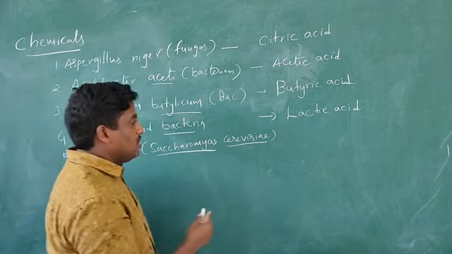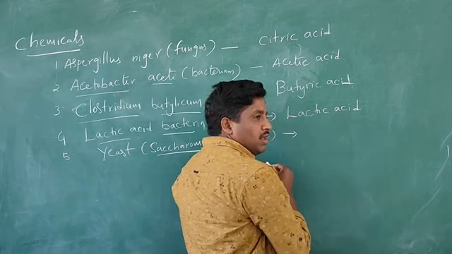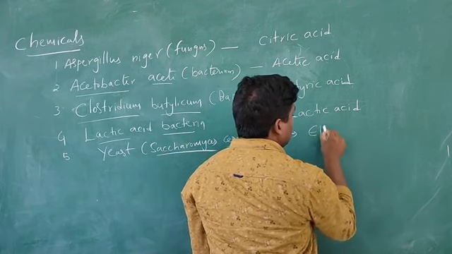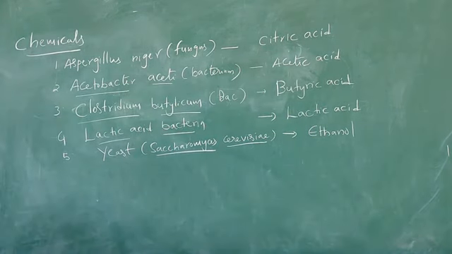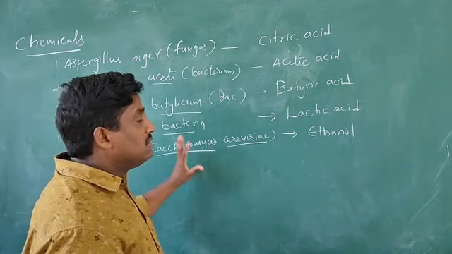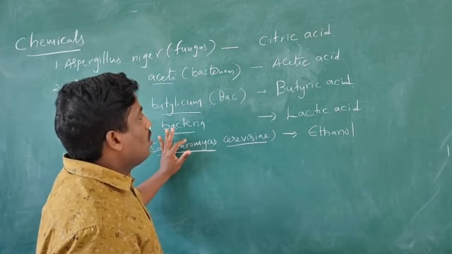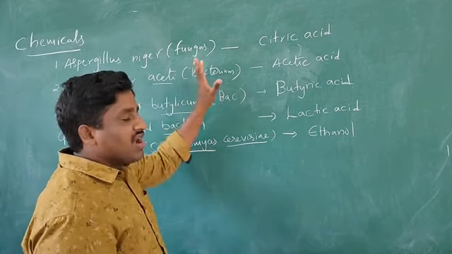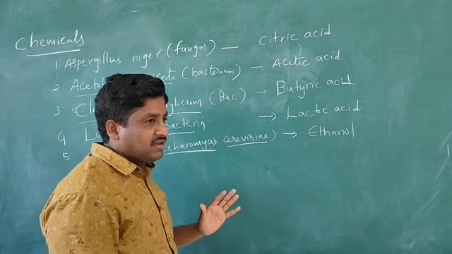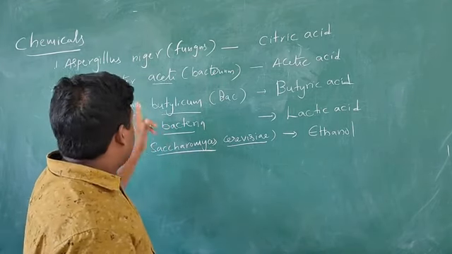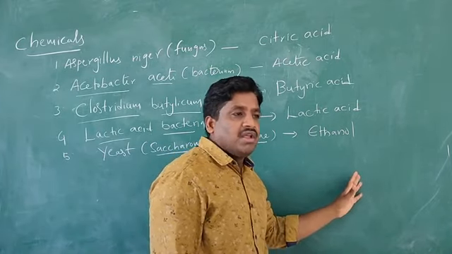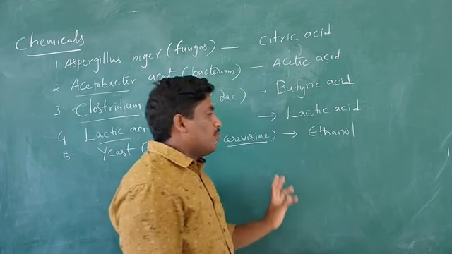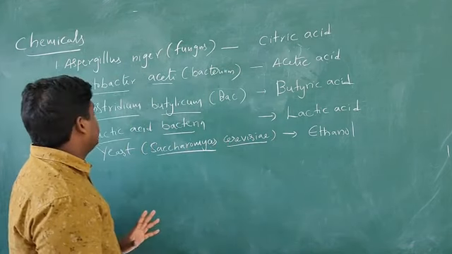This yeast is used for the production of the chemical ethanol. These are the main chemicals. Very important: for every organism, you should know whether it belongs to the category of fungi or bacteria, as it is asked competitively. And what kind of chemical is produced by each is also very important from the examination point of view.